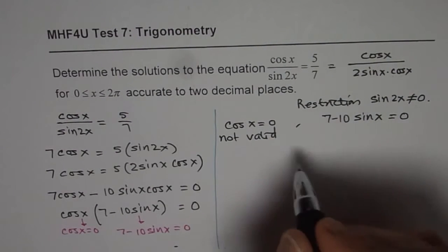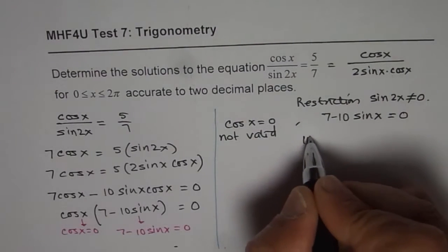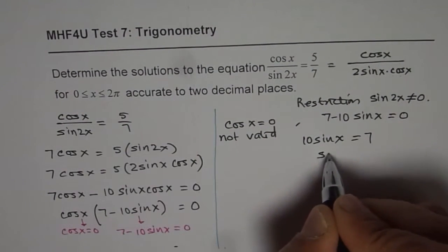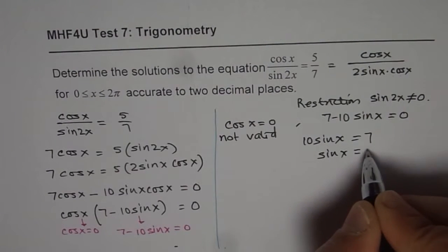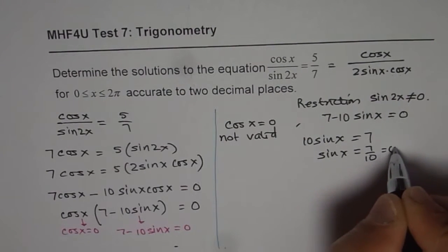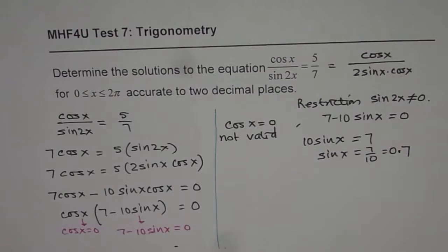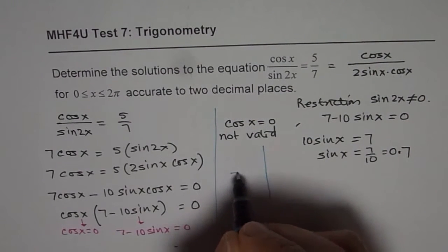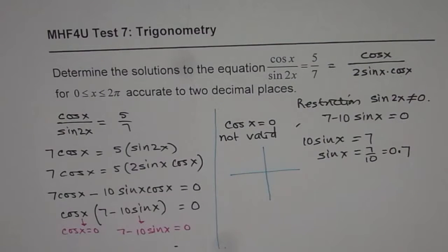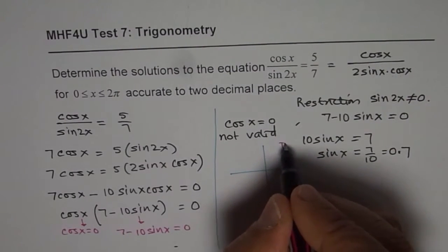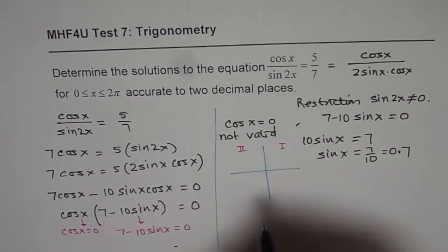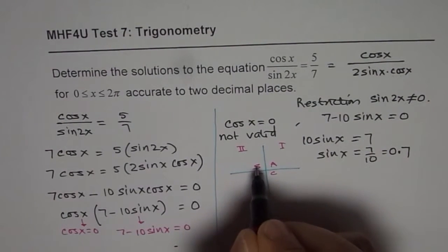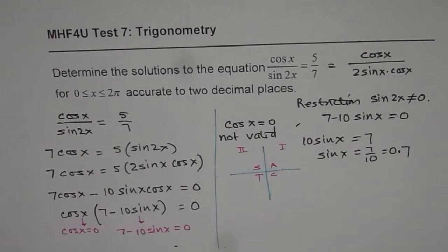So let's solve for this. So we have 10 sine x equals 7, or sine x equals 7 divided by 10, which is 0.7. Is it okay? Now for this we will definitely have two solutions. One of them will be in quadrant 1 since sine is positive, the other one in quadrant 2, right? Since applying the CAST rule, we know that sine is positive in the 1st and 2nd quadrants, right?